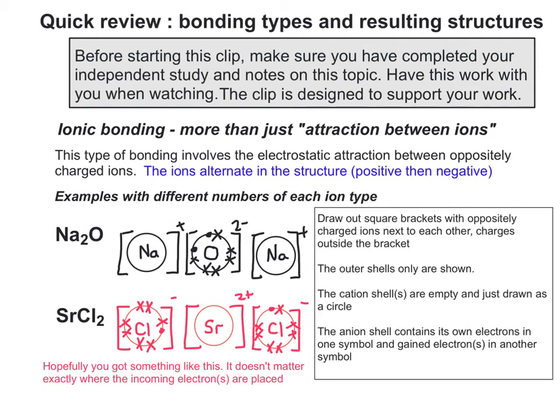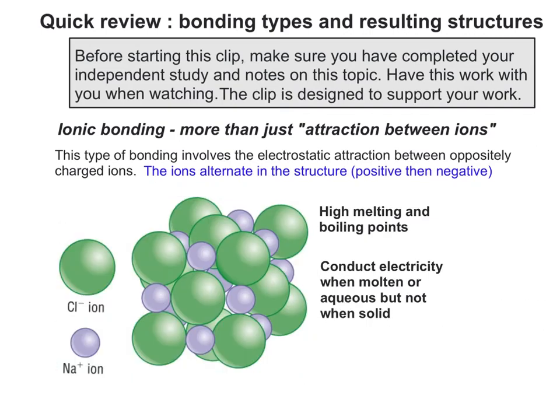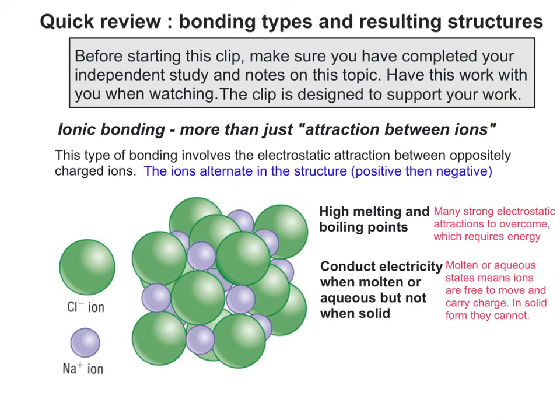So now let's quickly deal with the structures that you get and some of the properties with ionic bonding. So the main properties that ionic compounds will exhibit are these. You need to be able to explain these clearly or the reasoning behind them. So the high melting and boiling points are due to many strong electrostatic attractions needing to be overcome, which requires energy. So molten or aqueous states means ions are free to move and carry charge, but in solid form they can't. It's important to remember that the electrons are fixed in ionic substances because they've been gained by the anions. So even in liquid or aqueous form, this is still the case.